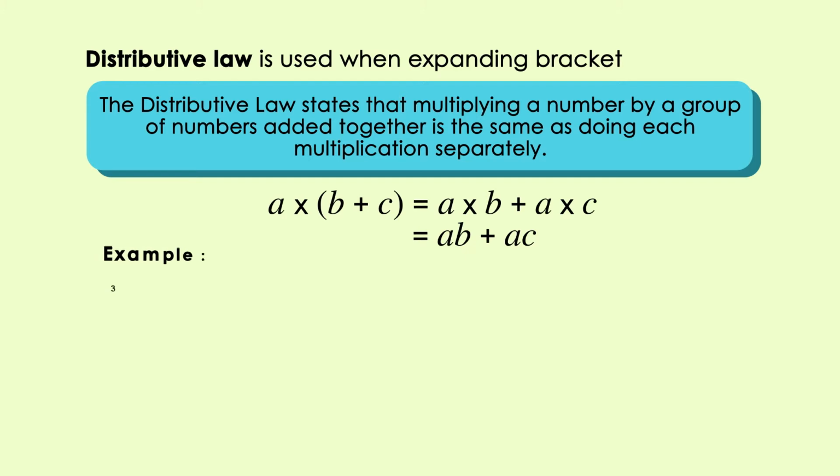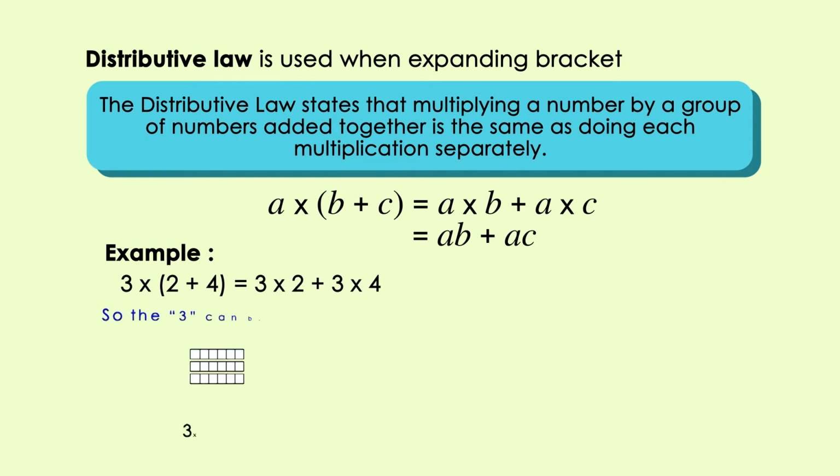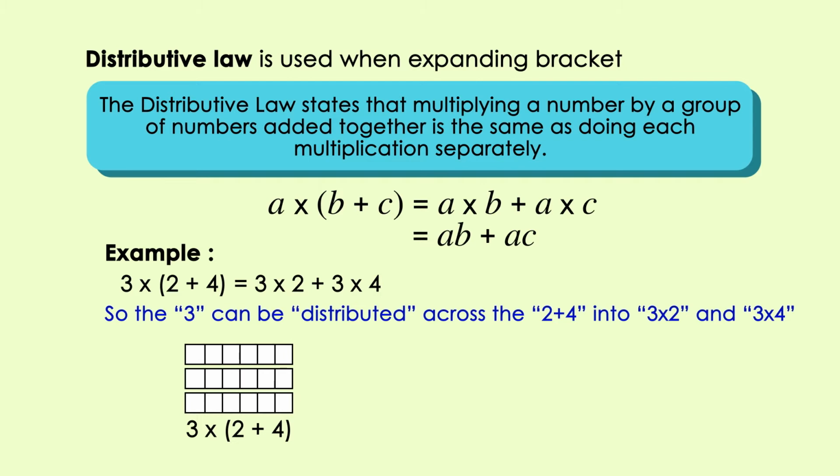For example, 3 times in bracket 2 plus 4 is equal to 3 times 2 plus 3 times 4. So, the 3 can be distributed across 2 plus 4 into 3 times 2 and 3 times 4.